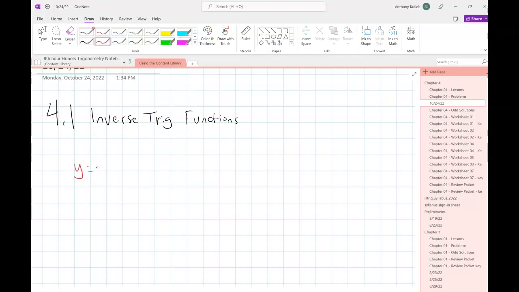So for y equals sine, remember here, the domain for sine was all real numbers, but we restricted it down to negative pi over 2 to positive pi over 2. And its range was negative 1 to 1.